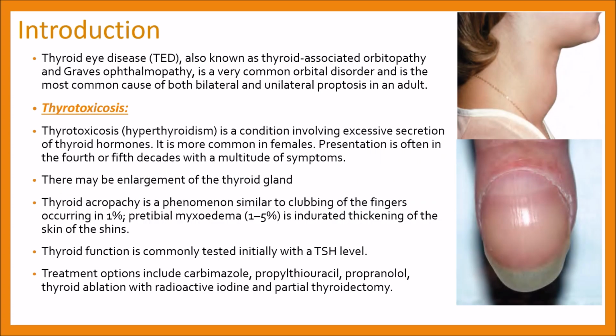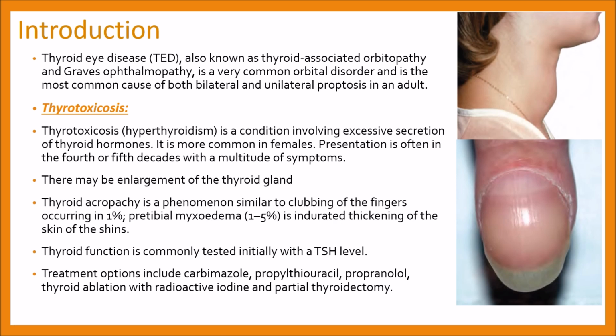Starting with introduction. Thyroid eye disease, also known as thyroid-associated orbitopathy and Graves' ophthalmopathy, is a very common orbital disorder and is the most common cause of both bilateral and unilateral proptosis in adults.